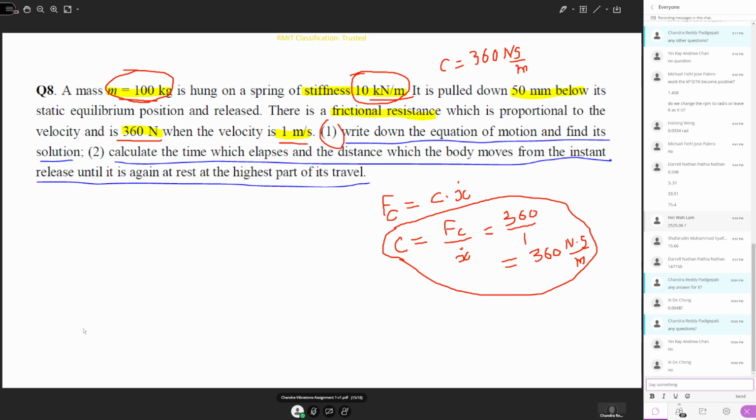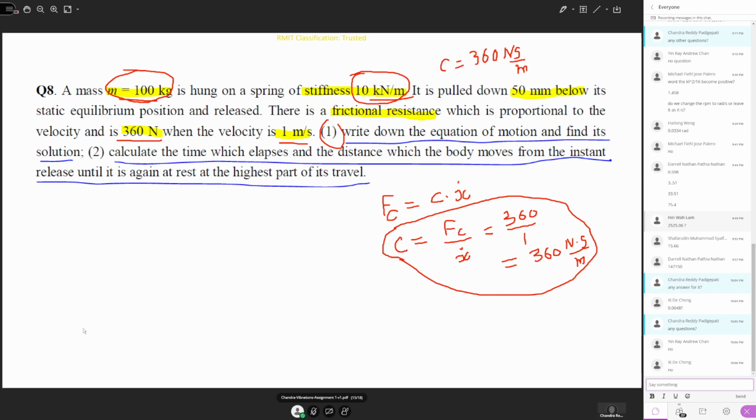The second part is calculate the time which elapses and the distance which the body moves from the instant it is released until it is again at rest at the highest part of its travel. So you need to find out the time taken to reach the highest part of the travel. So two things we need to find out.